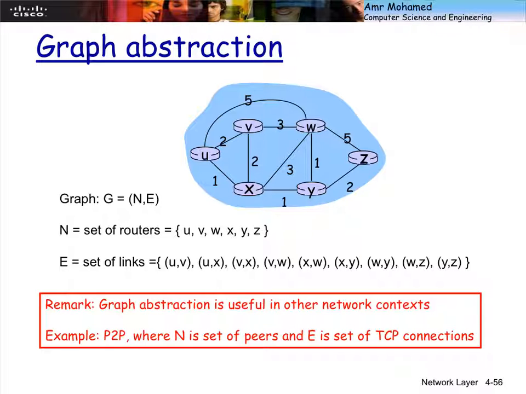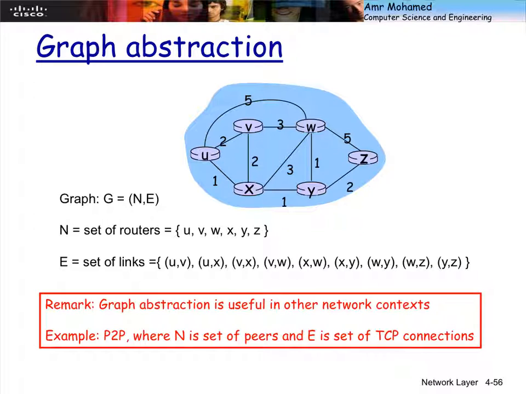So the best way to understand routing protocols in the network is to map a network to a graph, which is basically composed of a set of nodes and a set of edges. The node corresponds to a router, and the edge corresponds to a link between two routers. Based on that, the network will have this set of nodes, U, X, W, and so on, and we'll have this set of edges.